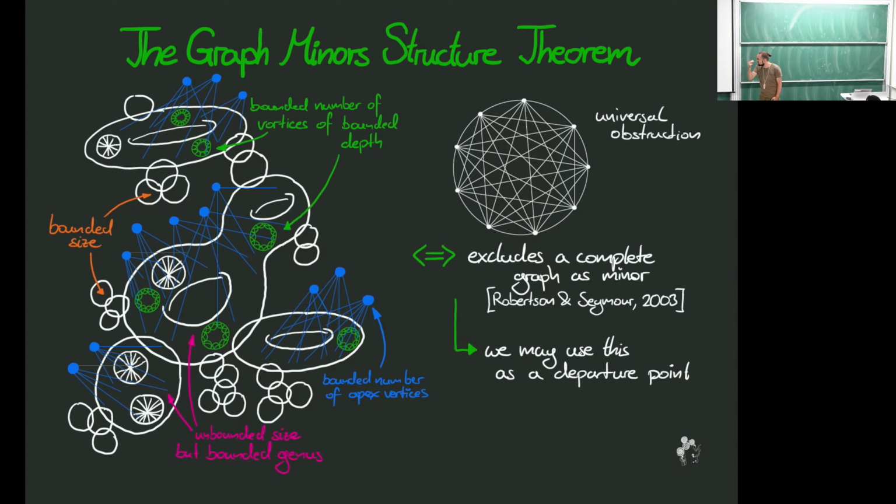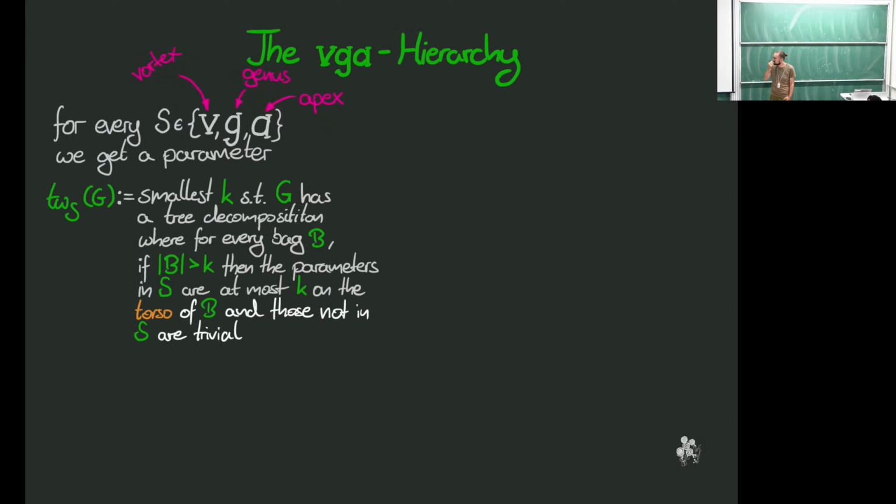The problem is, we know that excluding K8 is already not strong enough. Excluding K8 gives us such a structure, but its structure doesn't allow us to count matchings. But still, we might be able to use this as a departure point for our algorithm. But before I go to the algorithm, maybe there's some deeper thing to learn.